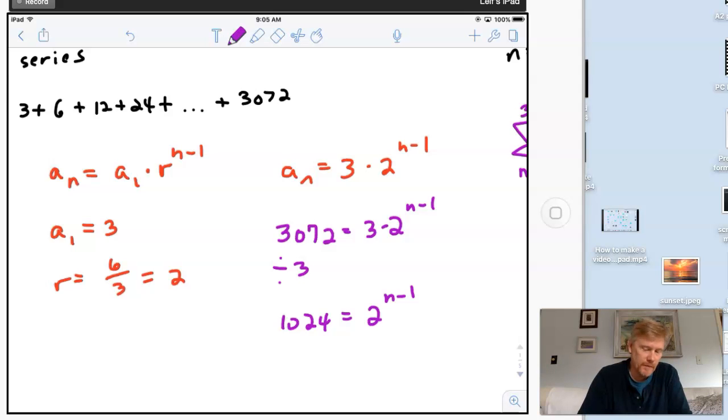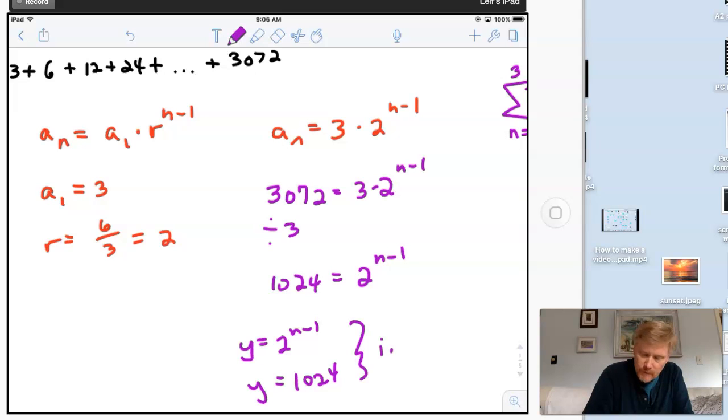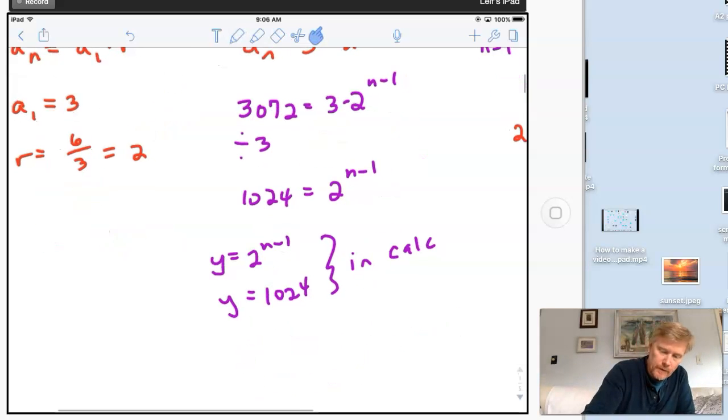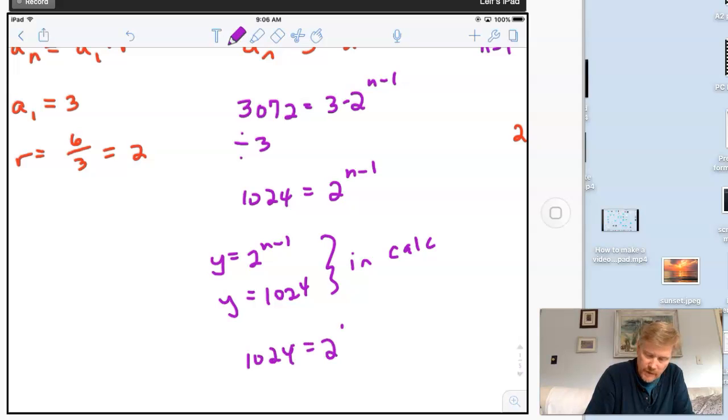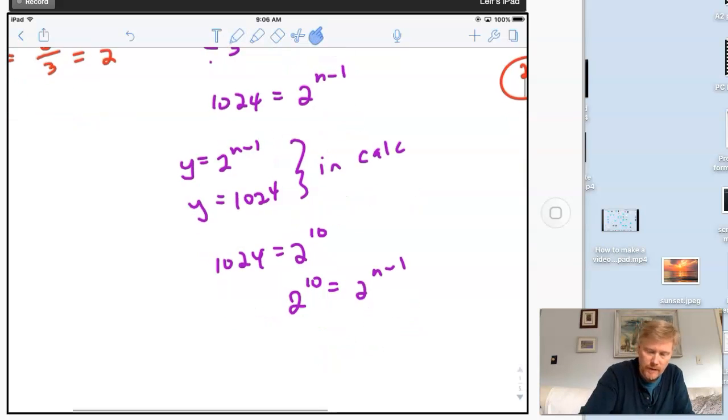Now, you could use a graphing calculator to solve this if you want: punch in y equals 2 to the n minus 1 and y equals 1024 and look for the intersection is one way to do it. Or you could figure out that 1024 equals 2 to the 10th power, okay? And therefore 2 to the 10th equals 2 to the n minus 1, therefore n has to be 11.